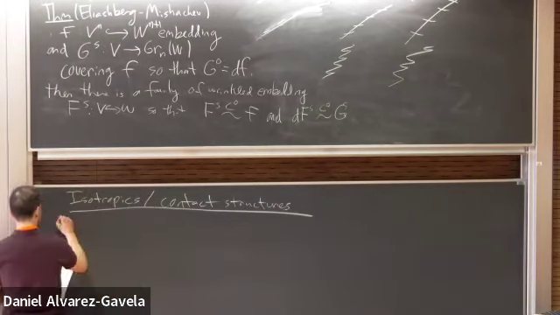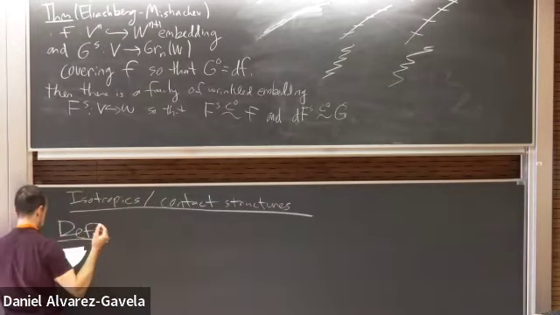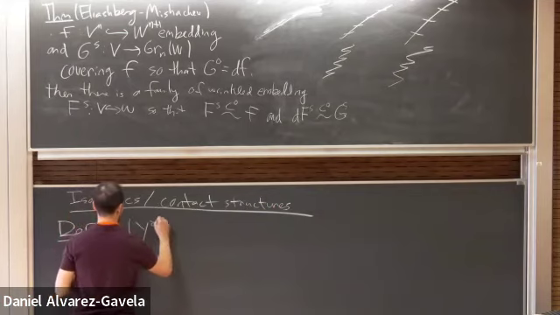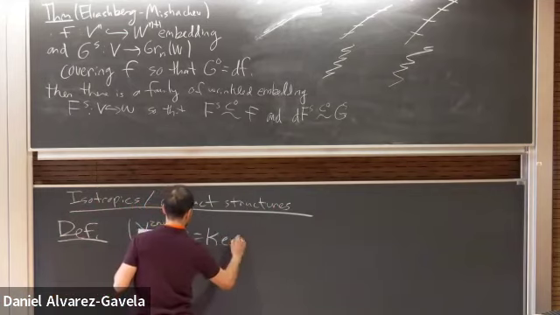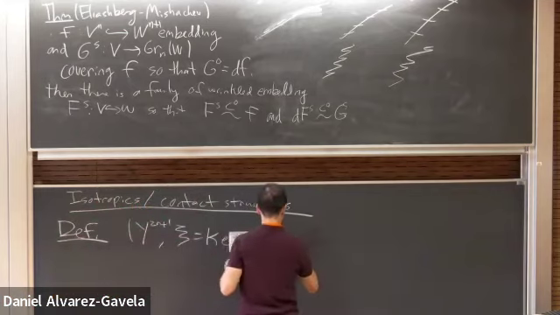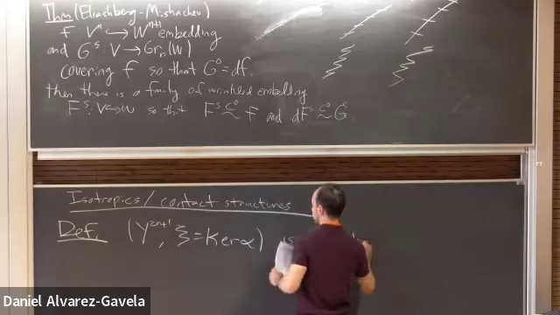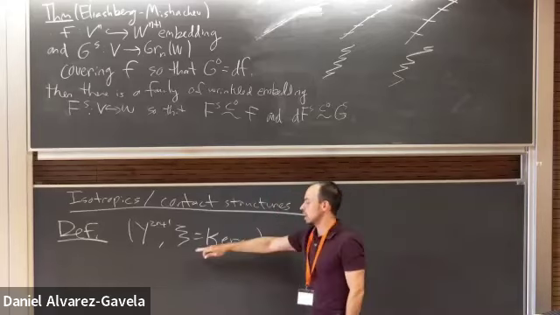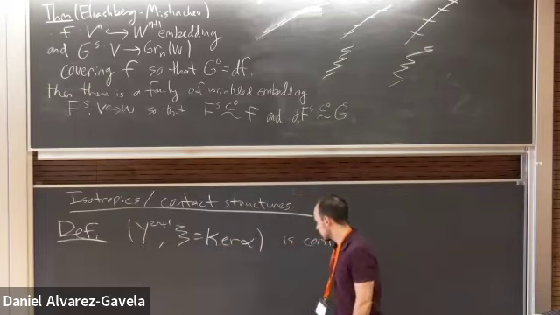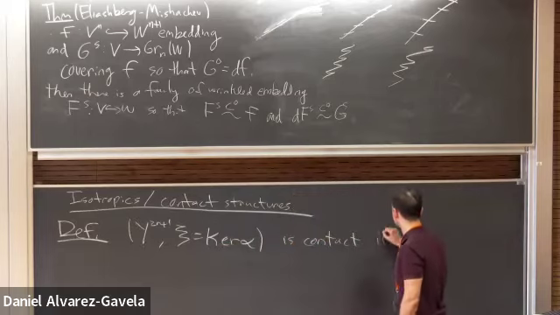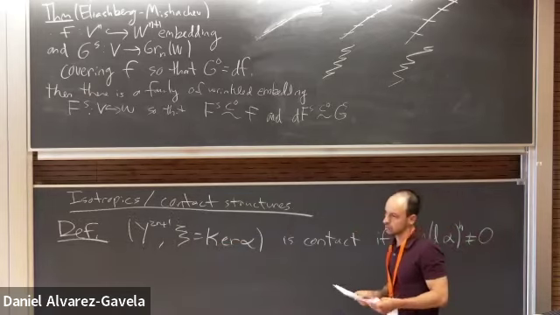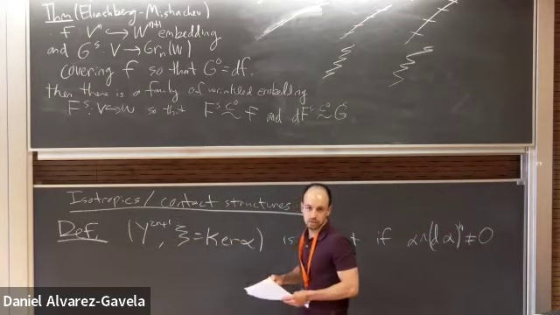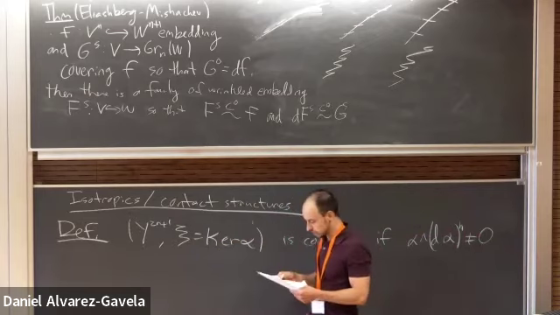Okay. Then we just begin with these fairly abstract definitions. Contact structure. On a manifold of dimension 2n plus 1, it is going to be a hyperplane field given by the kernel of a one form alpha, and this is contact if alpha wedge d alpha to the n is non-zero. So this is a maximally non-integrable hyperplane field. That means it's twisting as much as possible.